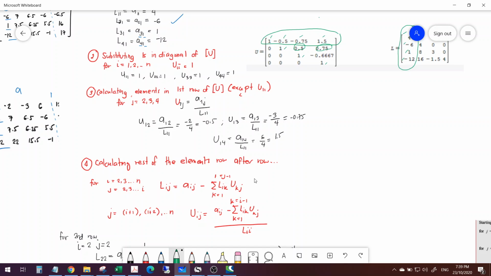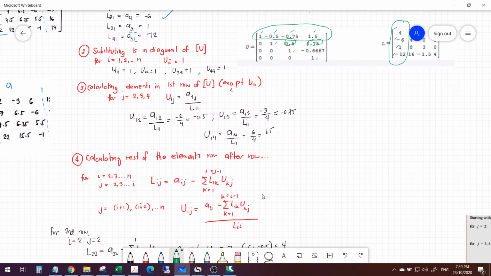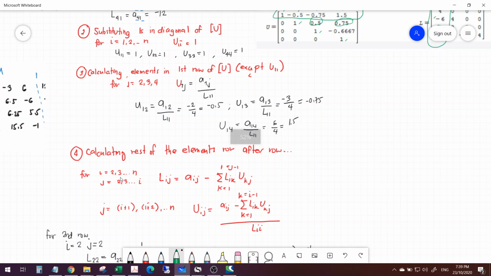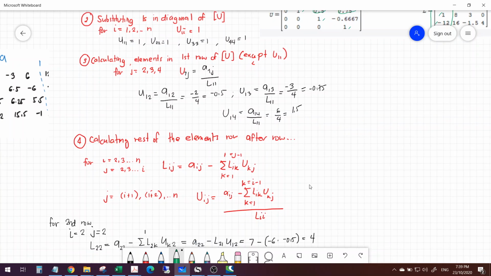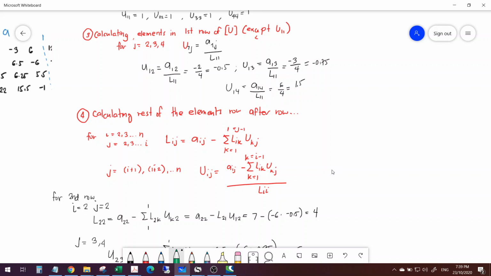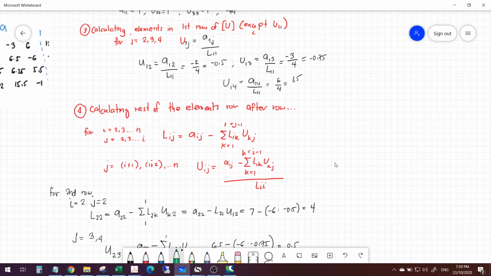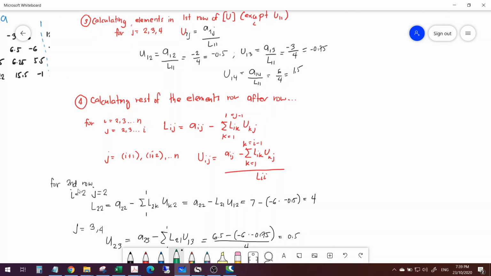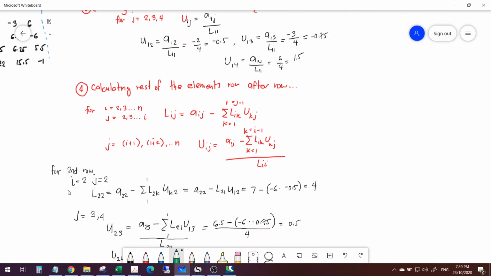Next, calculate the rest of the elements row after row using this formula. For i equals 2, 3 to n, and j equal to 2, 3 going to i, the formula is Lij is equal to Aij minus summation of Lik Ukj, wherein k is equal to 1 to j minus 1. For example, for the second row, we're done with the first row, right? For the second row, i is equal to 2, and j goes from 2 to 4, because your second row has second column, third column, and fourth column, right?